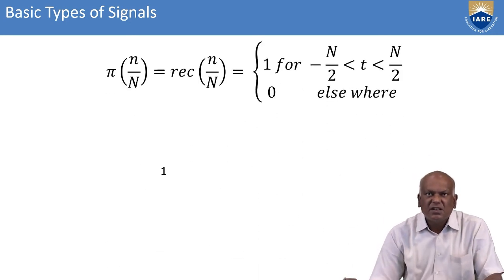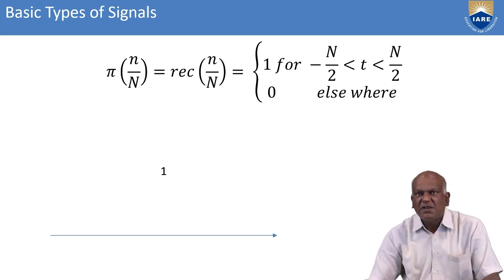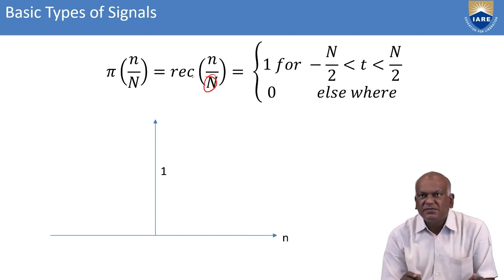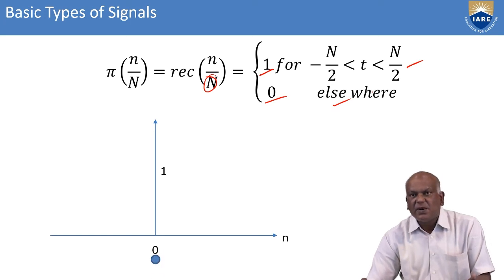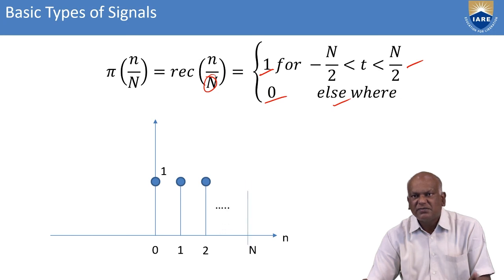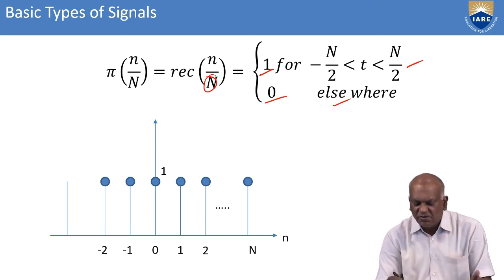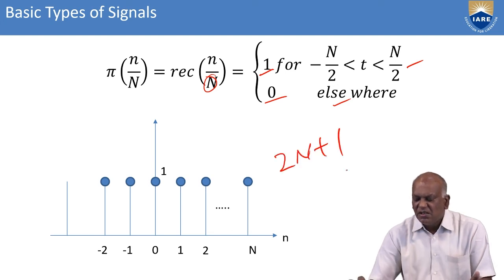This is the rectangle sequence. It is defined mathematically as rect of n by capital N, where N is the number of samples within the width of the pulse. The value is equal to 1 for minus N by 2 less than n less than N by 2, and 0 elsewhere. This is the graphical representation. There are N samples on the positive side and N samples on the negative side, and 1 sample at n equal to 0. The total number of samples in this function is 2N plus 1.